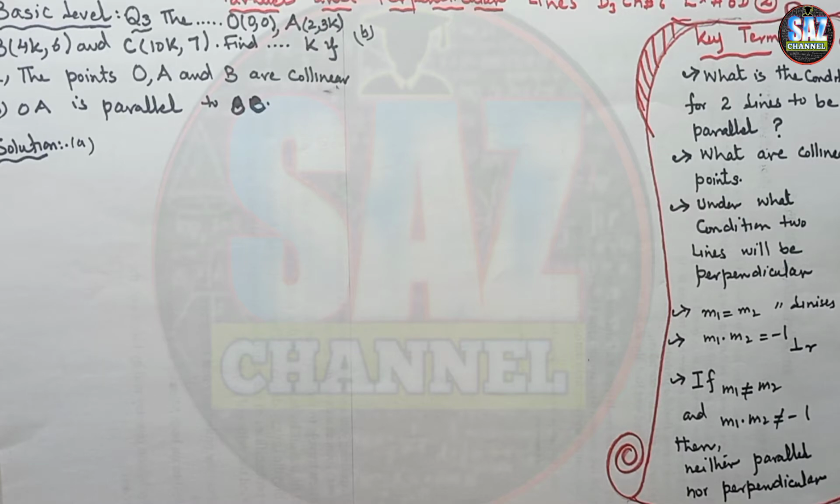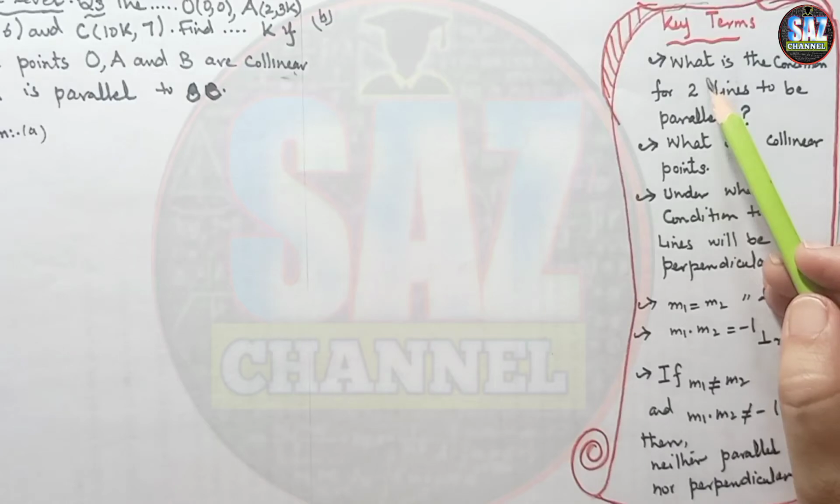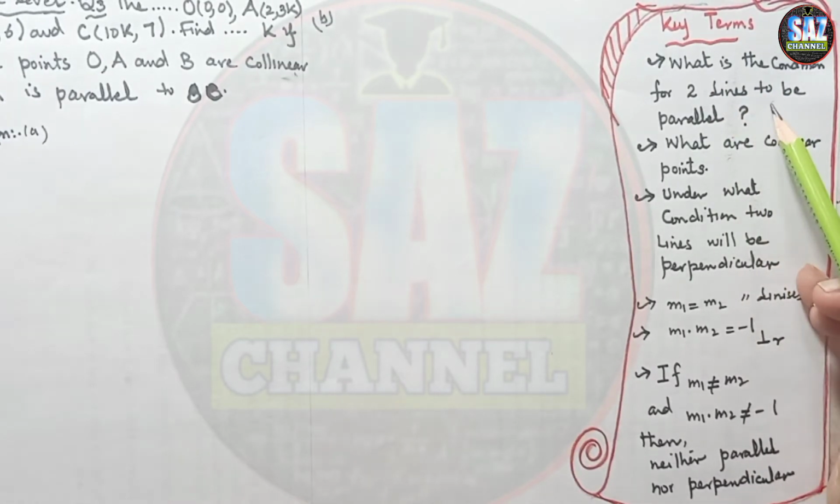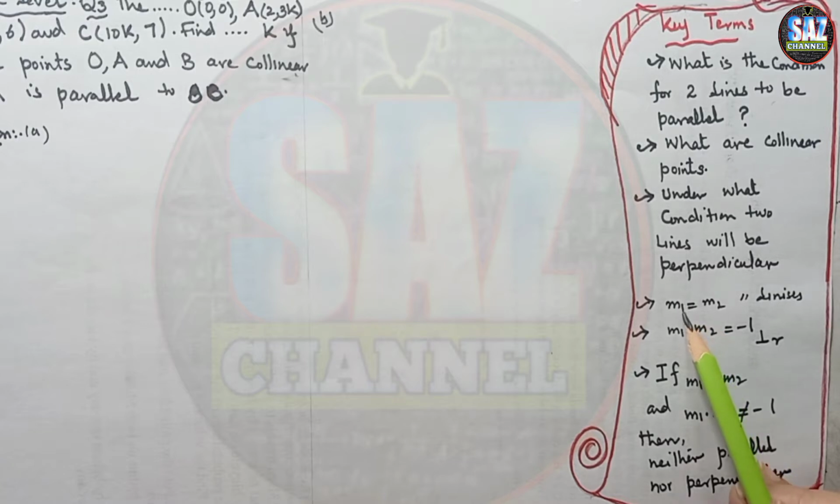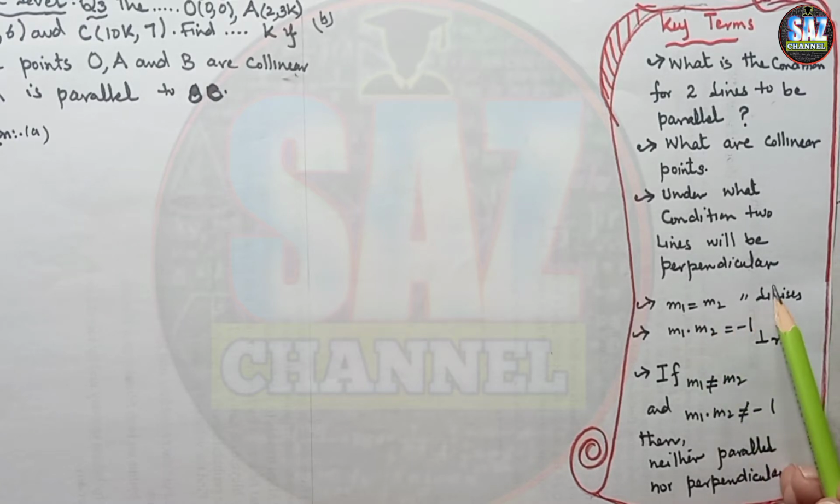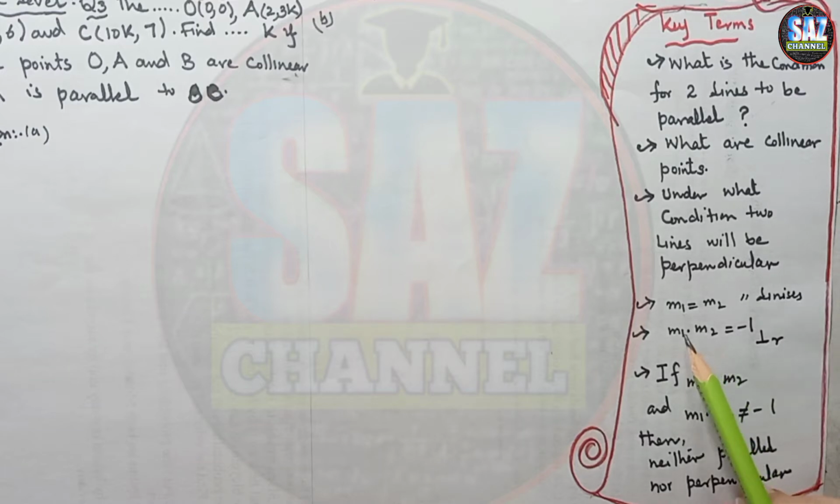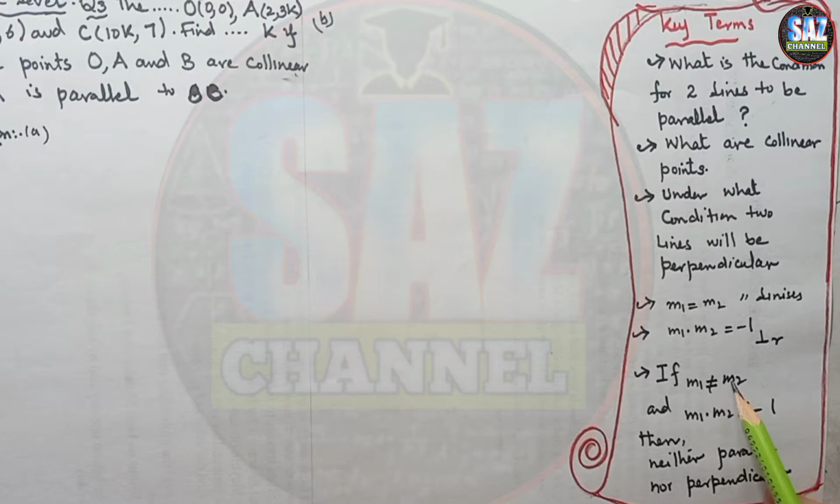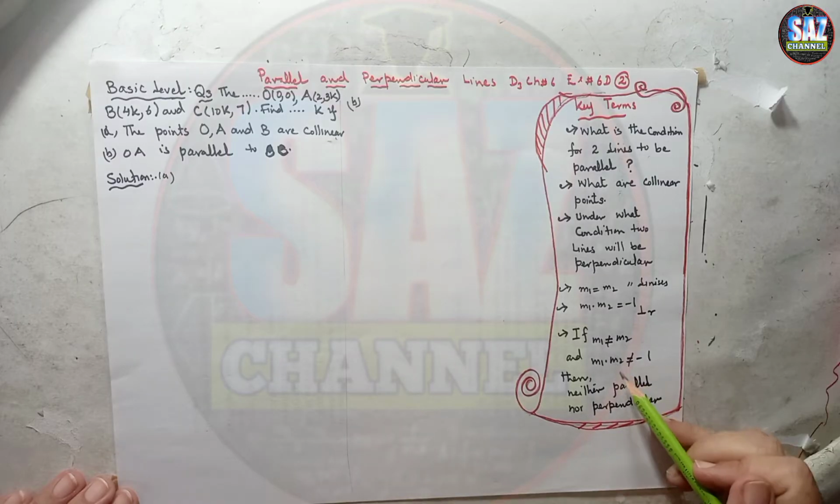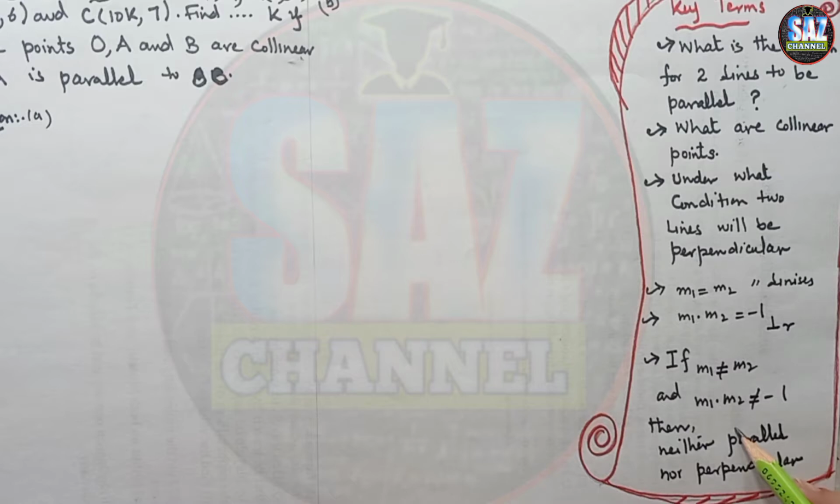Before moving to the lesson, there are some key terms that we have to understand. What is the condition for two lines to be parallel? What are collinear points? Under what condition will two lines be perpendicular? If the gradients of two lines are equal, then the lines will be parallel, and if the product of the gradients of two lines is -1, that is m1 multiplied by m2 equals -1, then the lines will be perpendicular. And if the gradients are not equal to each other and their product is not equal to -1, the lines will neither be parallel nor perpendicular.